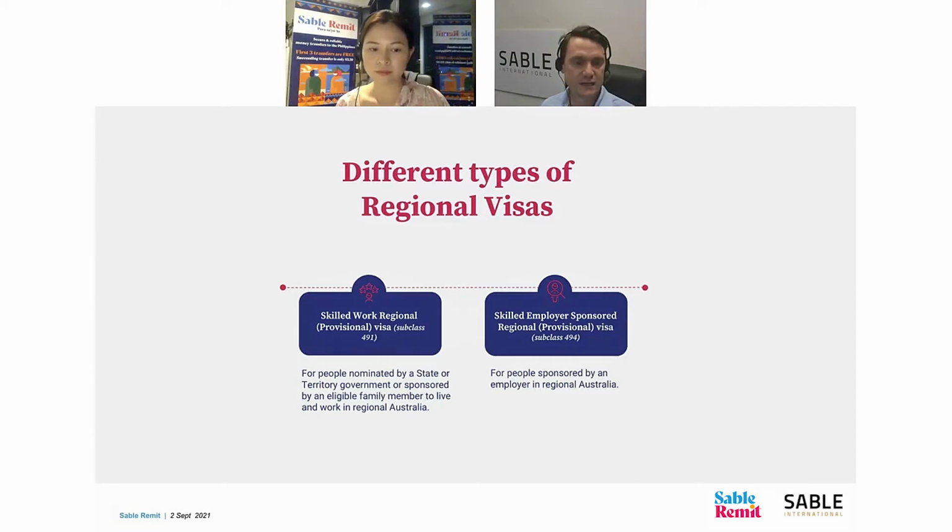Broadly speaking, 491 is considered to be a general skilled migration visa. It fits within the GSM category of visas, and it's for those people who can obtain state or territory government nomination, or who can be sponsored by a family member here in Australia, and specifically to go and live and work in regional Australia. 494 is a sponsored visa, an employer-sponsored visa, but again, for people who want to live and work in regional Australia.